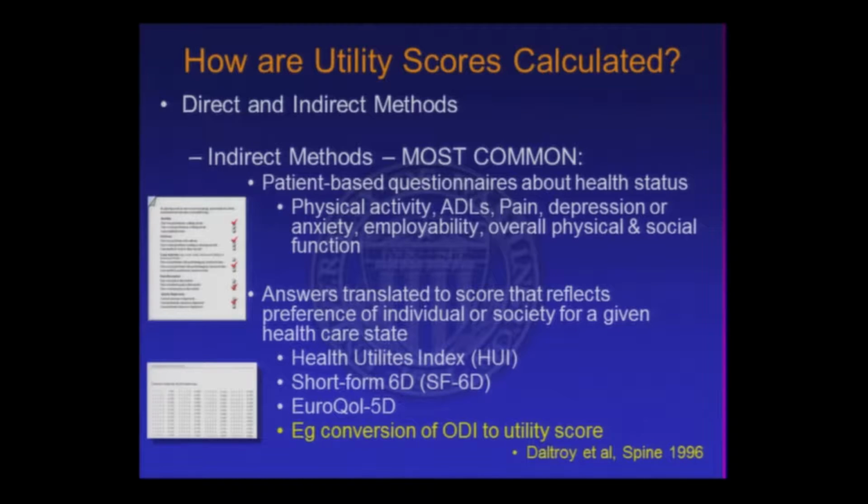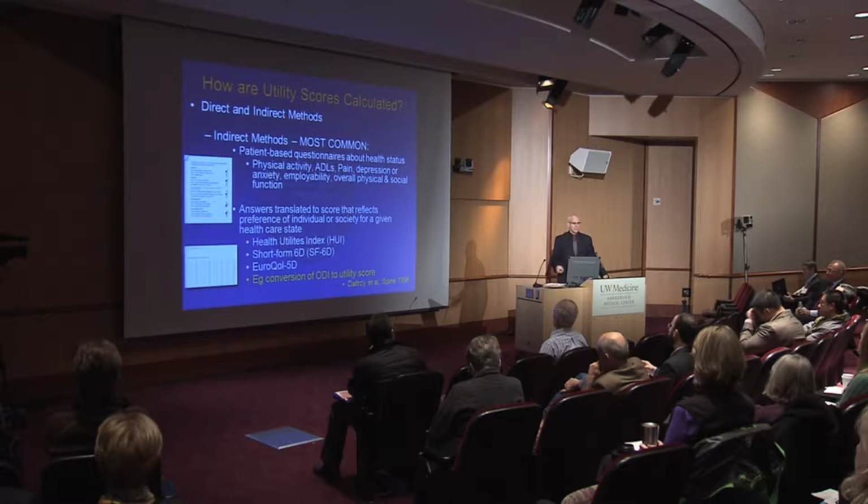But much more common methods of evaluating the utility scores are indirect methods. Indirect methods meaning things like questionnaires, various outcomes instruments that can be actually disease-specific as well. For instance, in spine, as you can see, we have the ability to convert the ODI to a utility score.